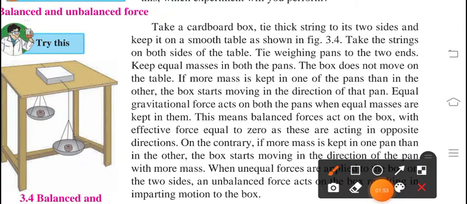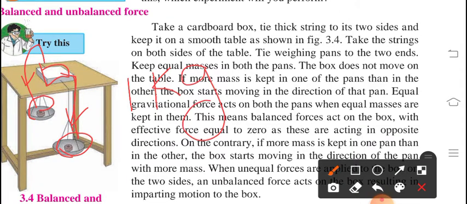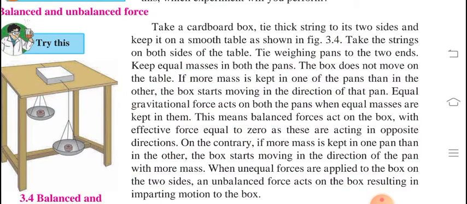Suppose you are weighing 1 kg in this pan and 1 kg in this one, so both weights are the same, hence this cardboard is not moving. This mass has this direction and that mass has that direction. Both are opposite and equal. That is why, suppose on this side it is 1 kg and on that side it is 1 kg, whatever net mass you get is 0, because of opposite direction we get a negative sign.